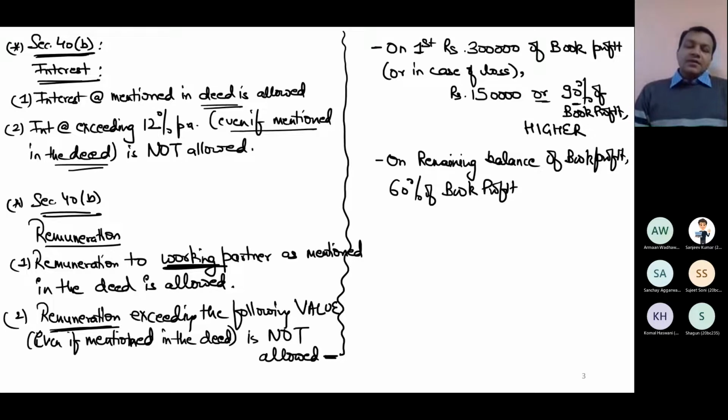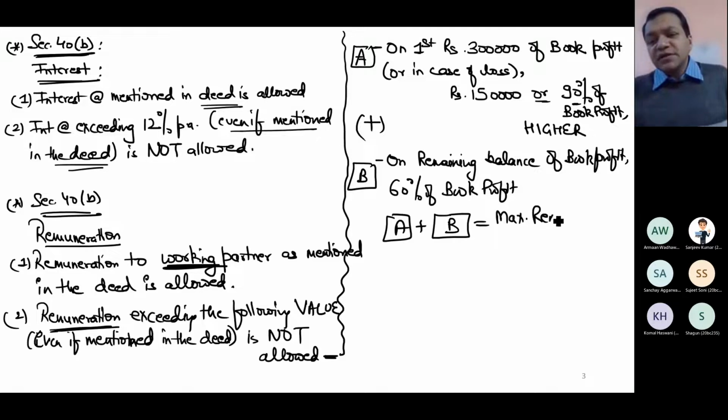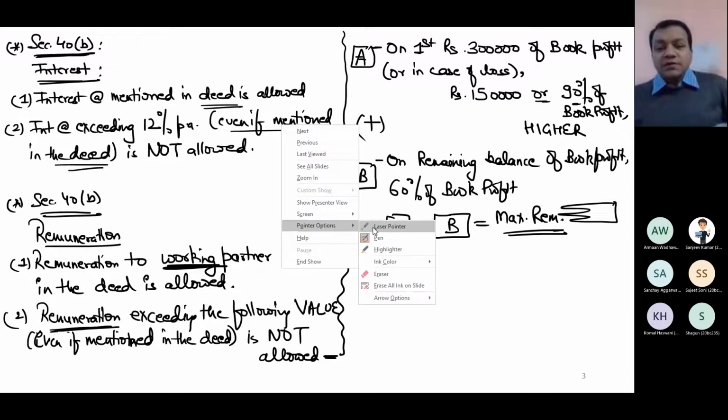What is book profit now? Now this is the value, this plus this. So I can say total A plus B is the maximum remuneration. It is the maximum remuneration which can be shown on the debit side of the P&L account. If in reality the firm has paid more than this maximum, then that excess is disallowed under Section 40 clause B. This is the maximum. So now it has given me a new concept, book profit.